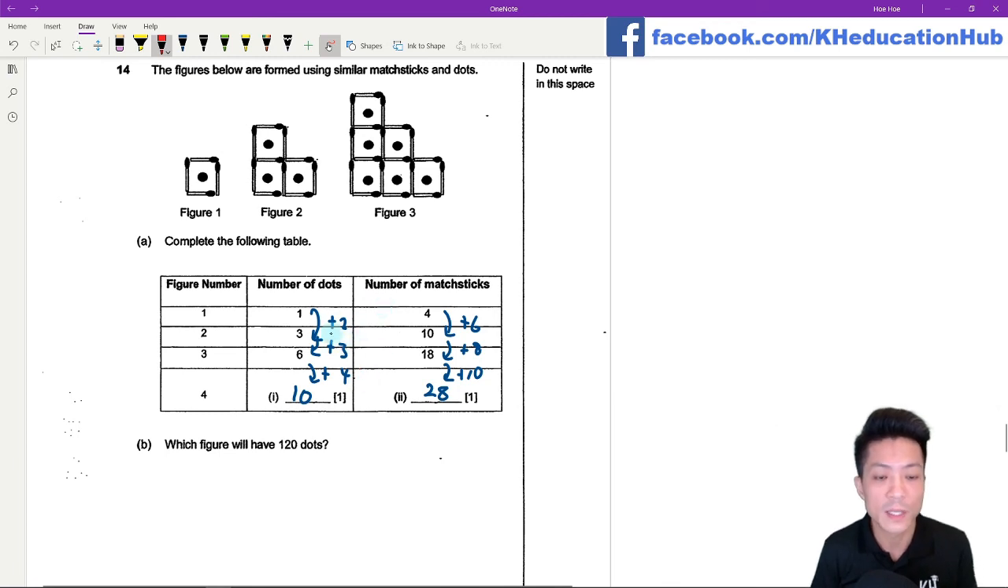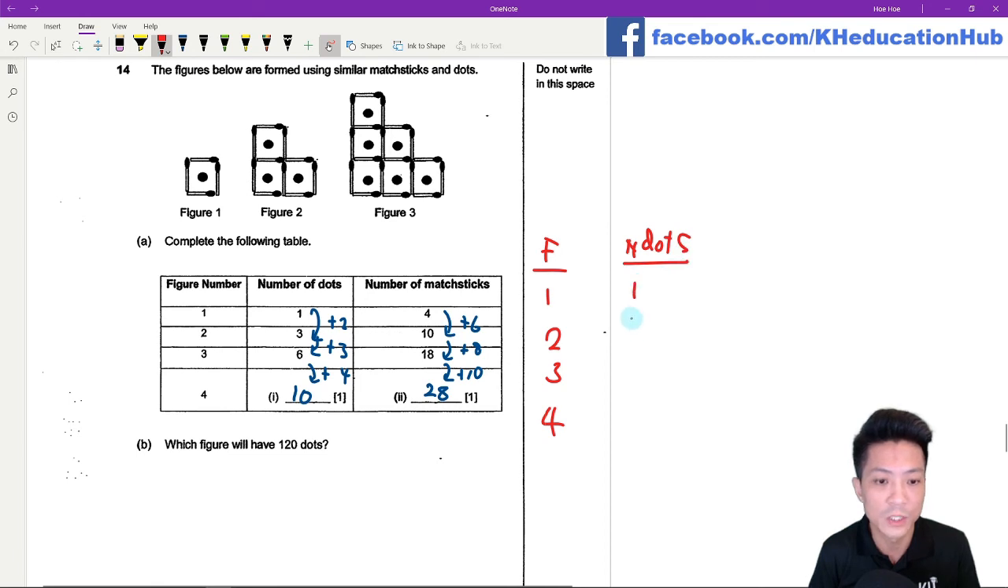In this case, let's look at the pattern of the dots. Okay, the patterns are increasing by 1 each time. So this is a plus 2, plus 3, plus 4, right? So there is a pattern over here in which for the figure number 1, 2, 3, 4, for the number of dots.